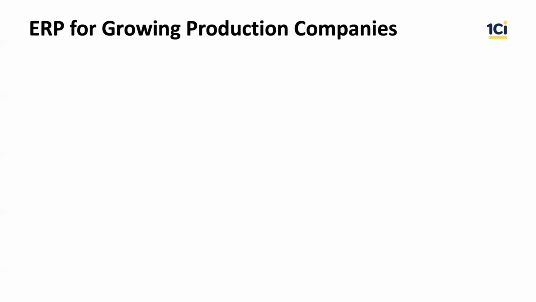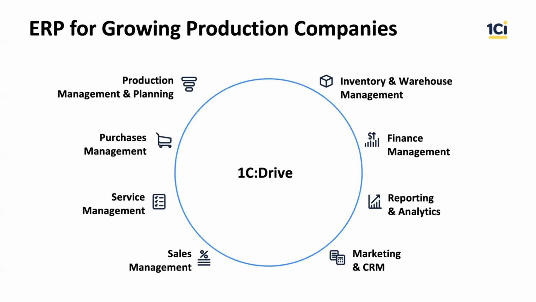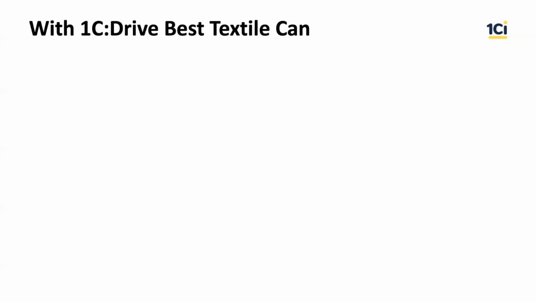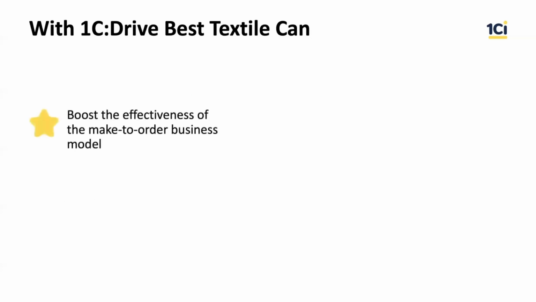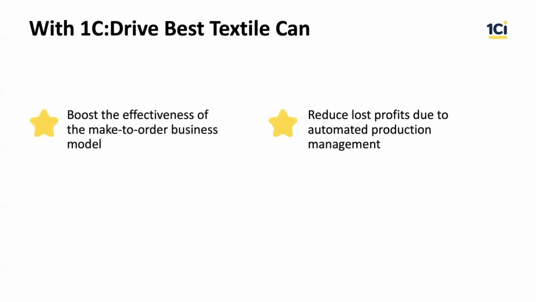OneSeed Drive is the solution. As an ERP for growing production companies, it empowers small and medium-sized companies with a fully functional management of production lifecycle system, from order creation to cost analysis for each product and each order. Best Textile uses OneSeed Drive to design and manage the full life cycle of their make-to-order production processes.